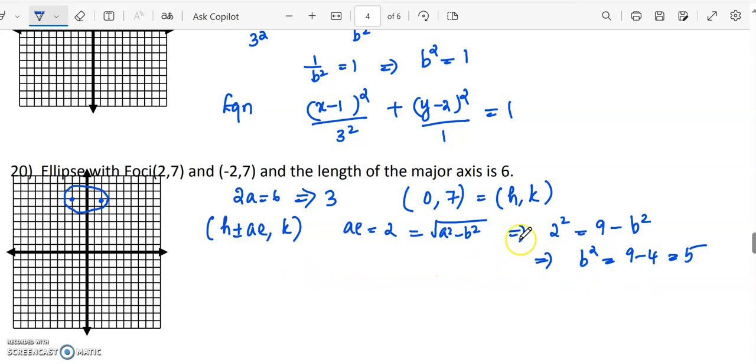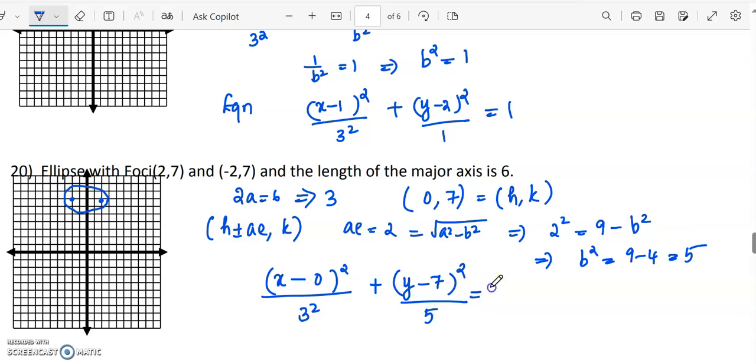So we have got a, b and (h, k). So the equation of the ellipse will be (x minus h), so that is (x minus 0) whole square by a square, which is 3 square, plus (y minus 7) whole square by b square, which is 5, equal to 0. Sorry, that's not 0, equal to 1. So that will be x square by 9 plus (y minus 7) whole square by 5 equal to 1. So that will be the equation of the required ellipse.